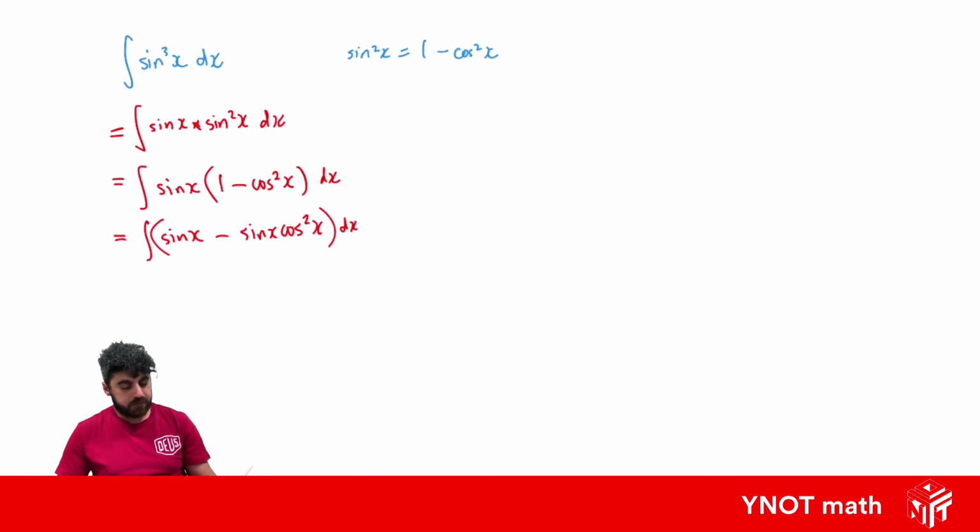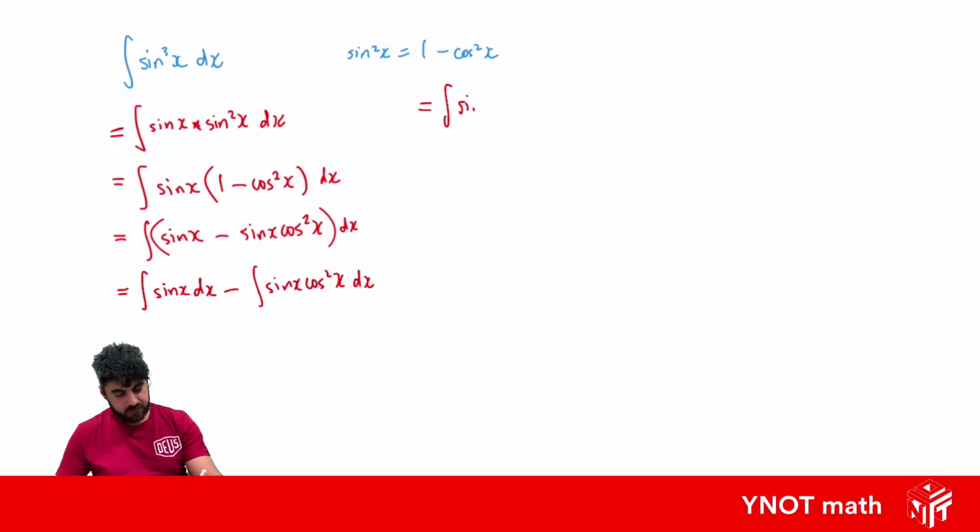Now, we've got two terms here that we're trying to integrate. We definitely know the integral of sine x, so we don't have to worry about this. So this is our next part that we need to worry about. So we might split this up into the integral of sine x dx minus the integral of sine x cos squared x dx. So we're just going to leave that integral of sine x for now.